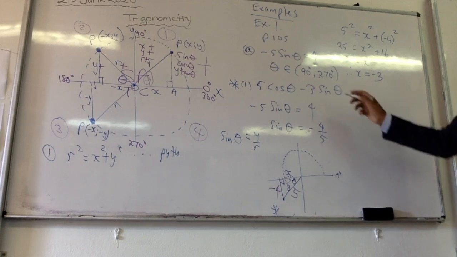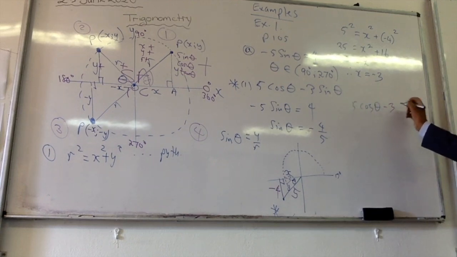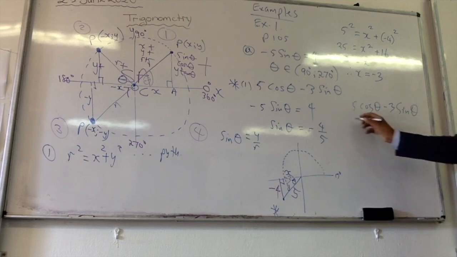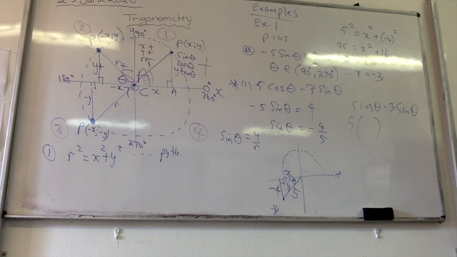Right, now to answer the question, 5 cosine of theta minus 3 sine of theta should be equal to 5 multiplied by the cosine of theta. From that diagram, what is cosine of theta? Use the definition of cosine. Cosine is x over r.